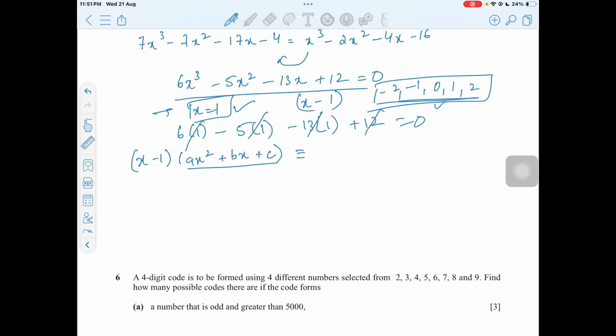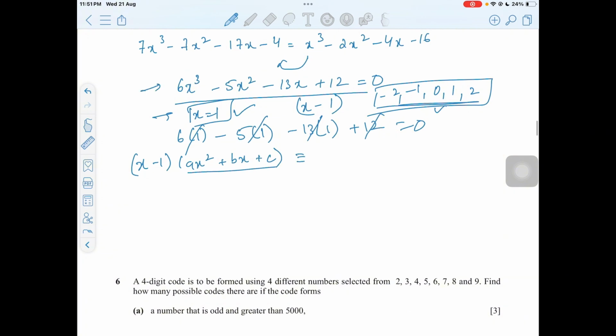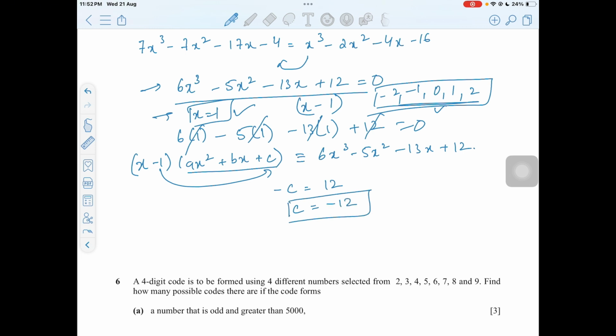We can compare this with the original equation, that is 6x cubed negative 5x squared negative 13x plus 12. This negative 1 and c is multiplied, so this would be negative c equals 12, and our c is equal to negative 12. So we have our c. To calculate a, we have ax squared into x, so this would be ax cubed is equal to 6x cubed. So we have our a as 6.